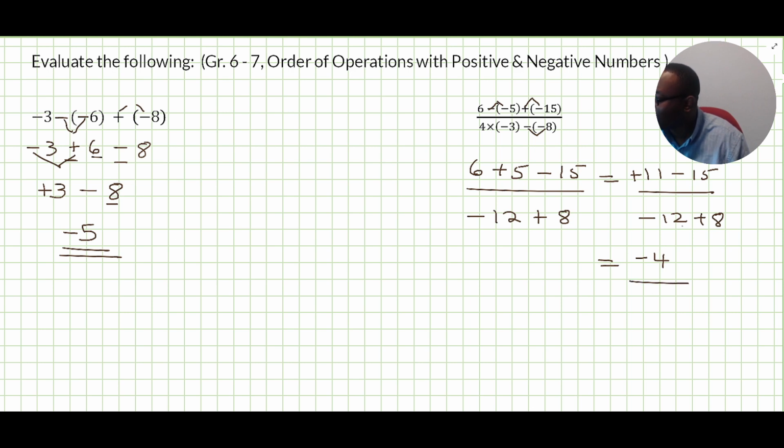We do the same thing again here. 12 minus 8, we have 4. The sign on the larger number is negative, so we will retain our negative sign. Now, when you have negative divided by negative, like I said earlier, whenever the signs are the same on multiplication or division, then your result is going to be positive. Whenever the signs are different, your result is going to be negative. Here our signs are the same, so our result is positive. 4 divided by 4 is 1. So this is the result of this expression.